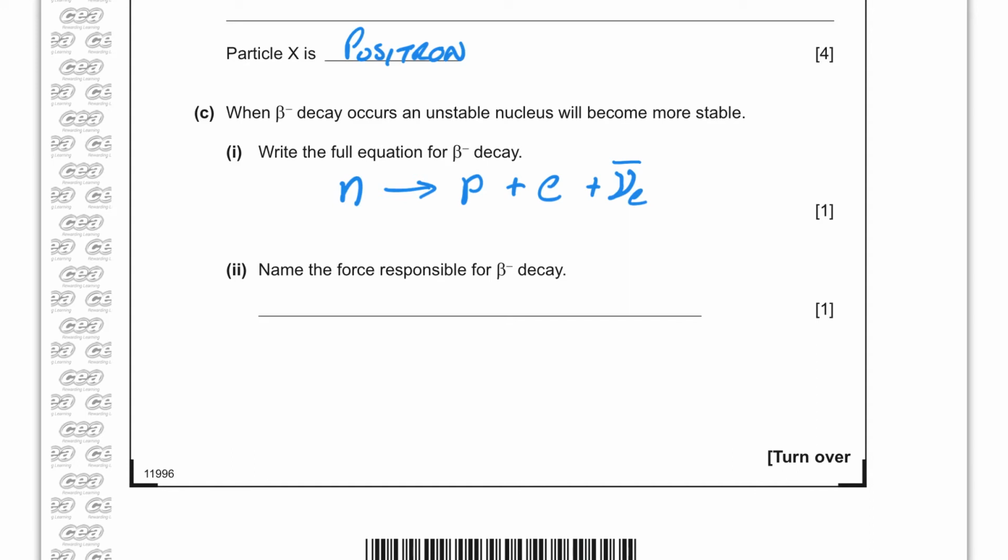Now you could do this in terms of quarks and stuff, but I think they just want the basic equation here. Name the force responsible for beta-minus decay. So beta decay is the weak interaction. Again, that's just basic work from your notes. So very much these questions are based on your ability to learn the properties of.